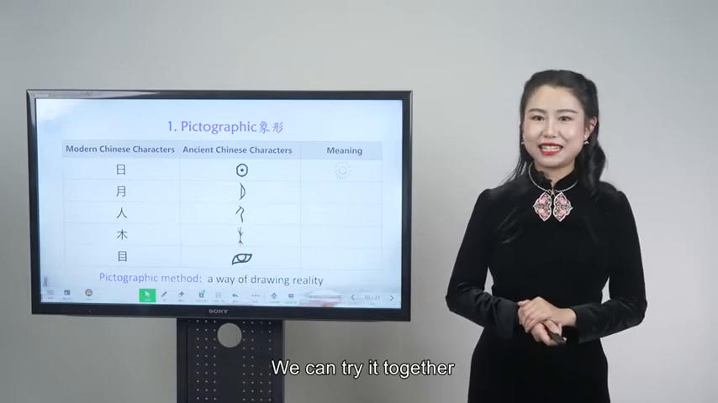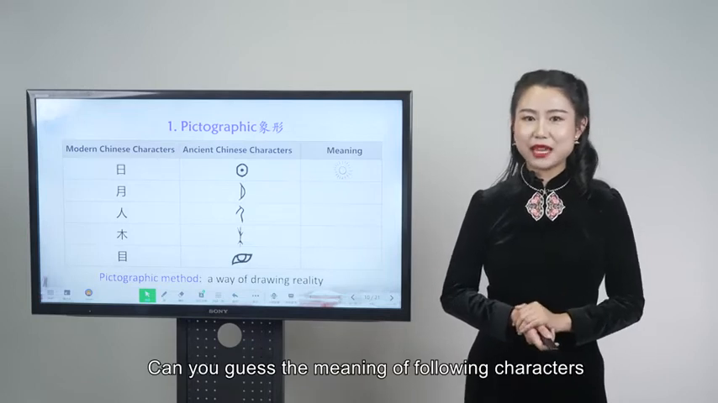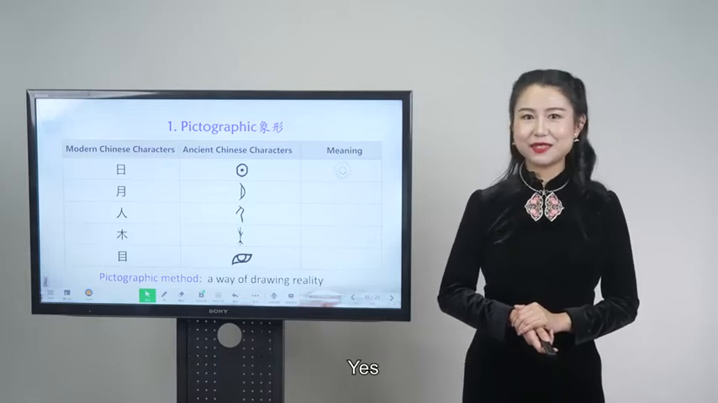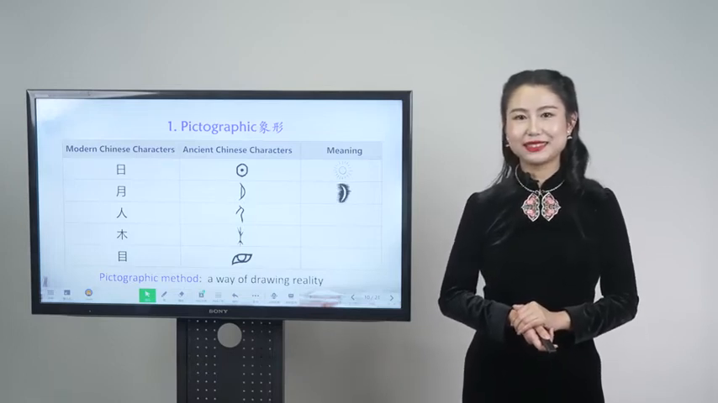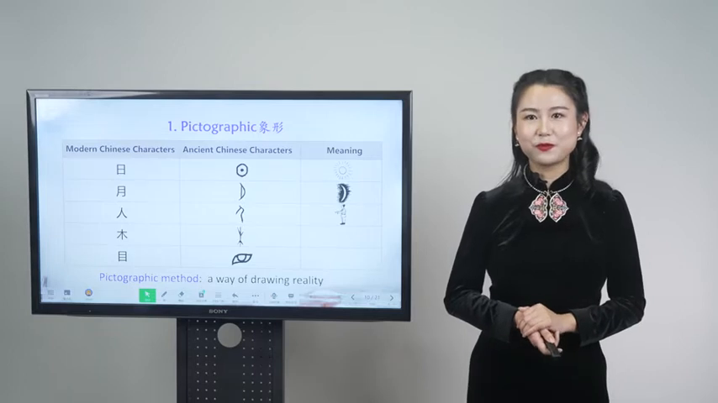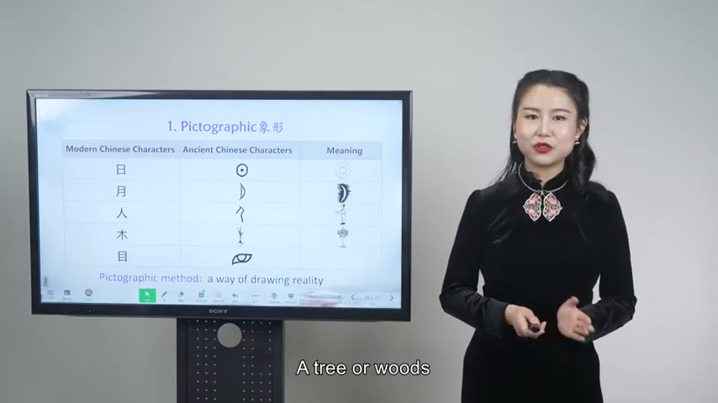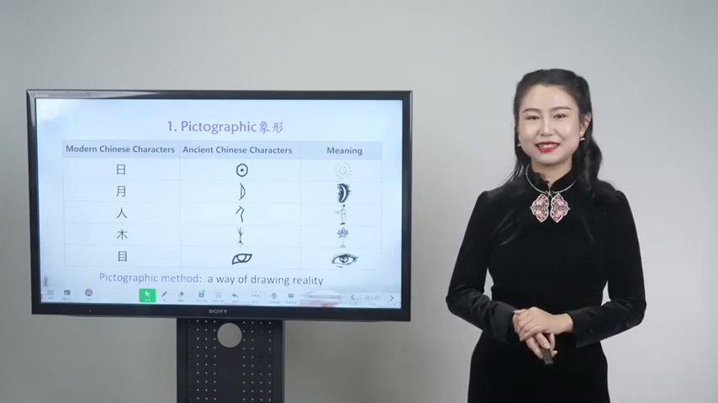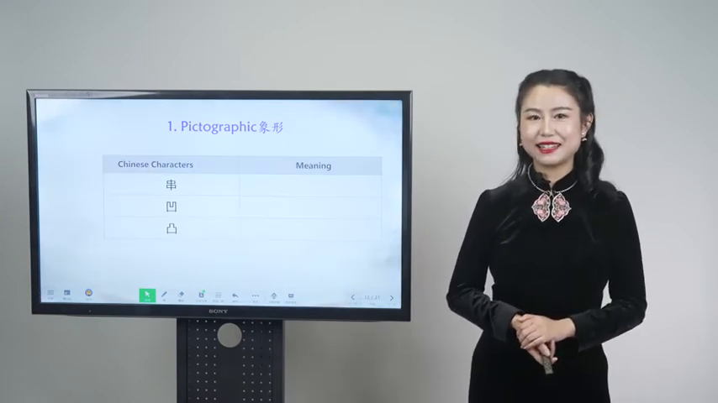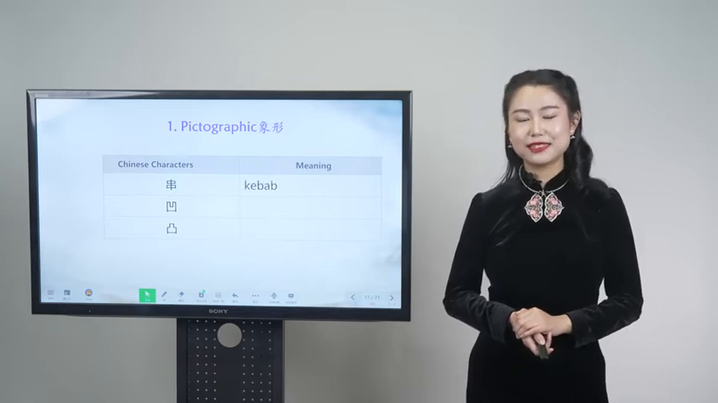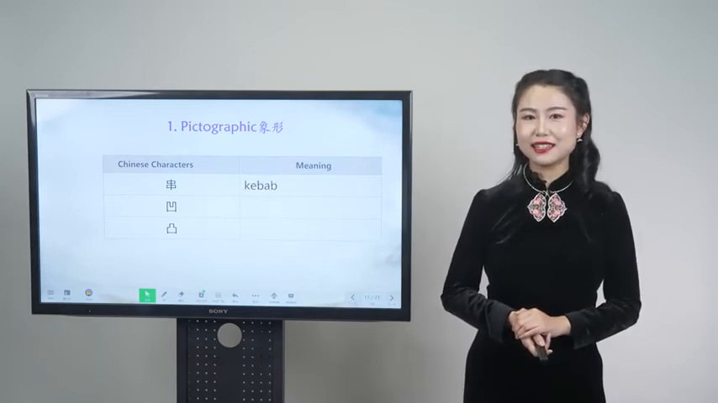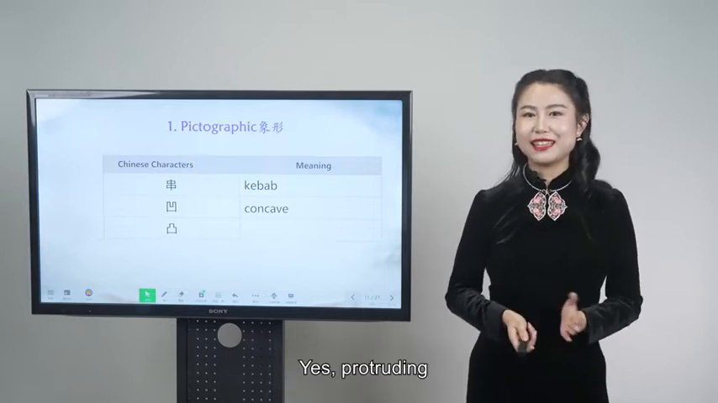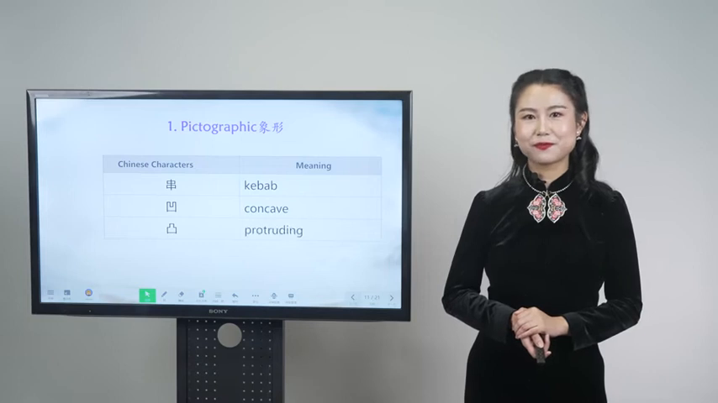We can try it together. Can you guess the meaning of the following characters? Yes, moon, people, a tree or wood, eyes, and this? Yes, a kebab. And? Yes, a concave. And the last one? Yes, a protruding.